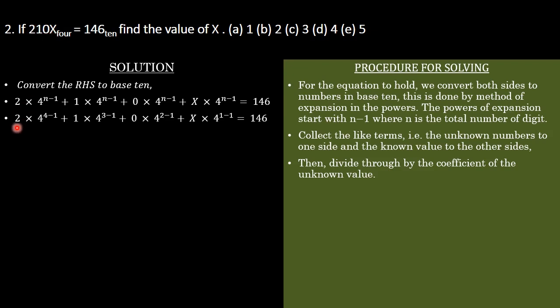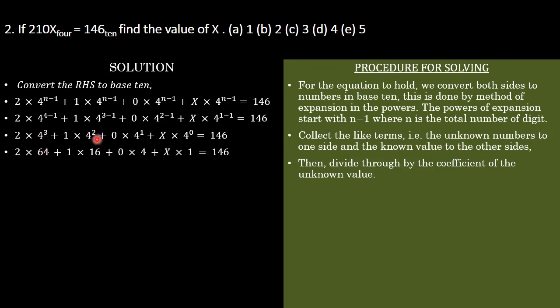We now have 2 multiplied by 4 raised to power 4 minus 1, plus 1 multiplied by 4 raised to power 3 minus 1, plus 0 multiplied by 4 raised to power 2 minus 1, plus x multiplied by 4 raised to power 1 minus 1 equals 146. 4 minus 1 we have 3, 3 minus 1 we have 2, 2 minus 1 we have 1, and 1 minus 1 we have 0. 4 raised to power 3 is equal to 64, 4 raised to power 2 is 16, 4 raised to power 1 is 4, 4 raised to power 0 is 1, equals 146.